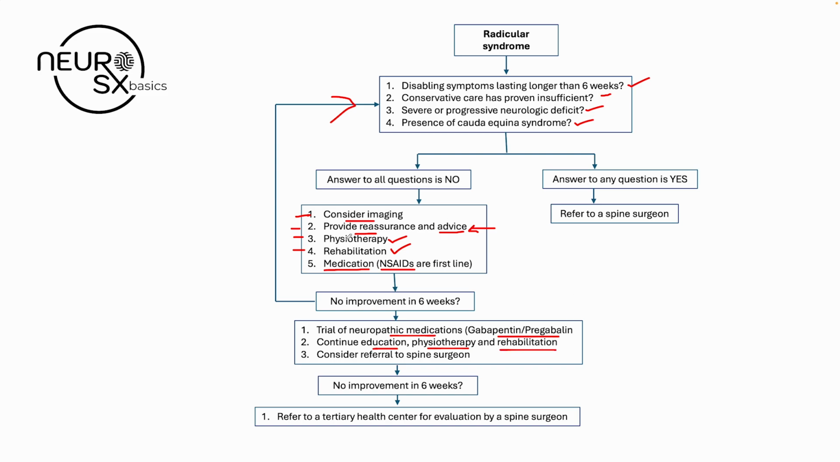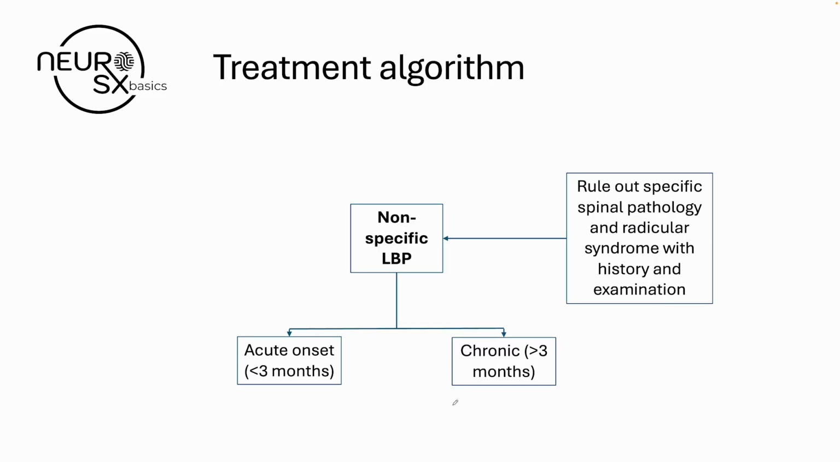After 6 weeks of first line treatment, you can consider referring the patient to a spine surgeon again. Or you can just give a trial of neuropathic medications and physiotherapy and rehab and then see again after 6 weeks. Now, if after 6 weeks they come back to you and they still have not recovered from the radicular syndrome, you would most likely refer them for surgery at that point. Okay, so that was for radicular syndrome.